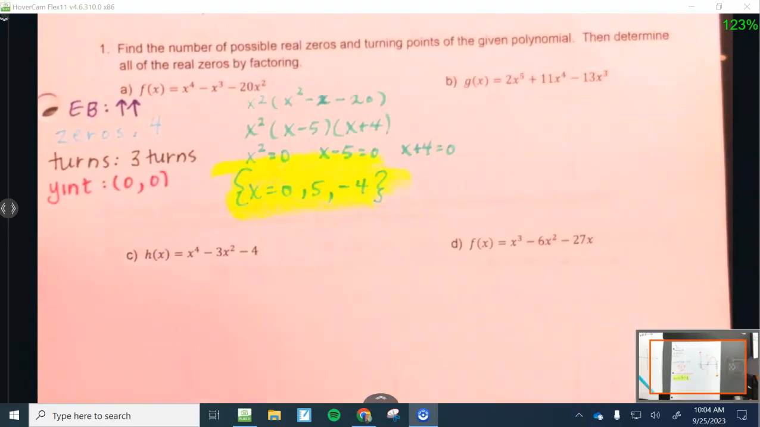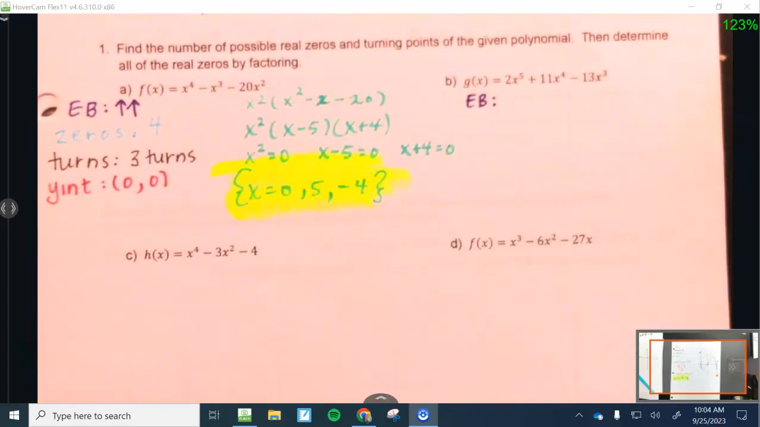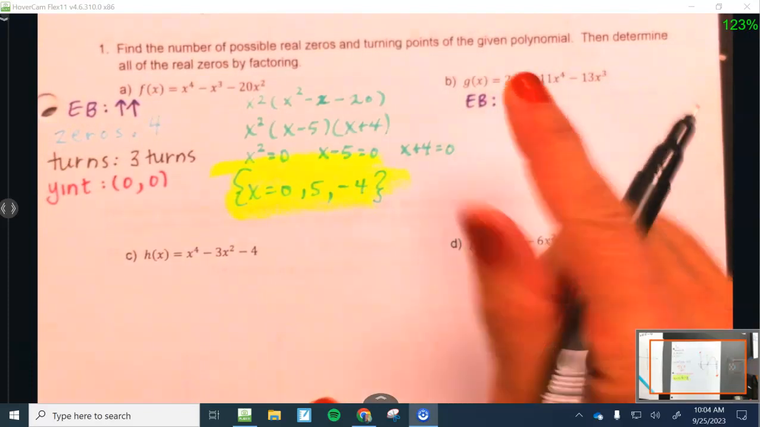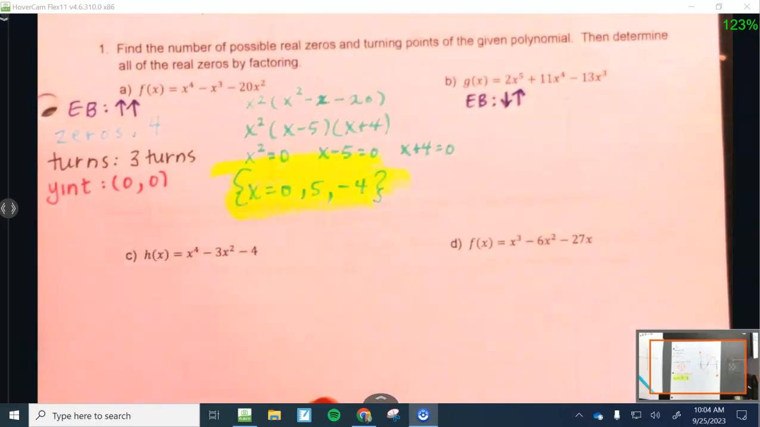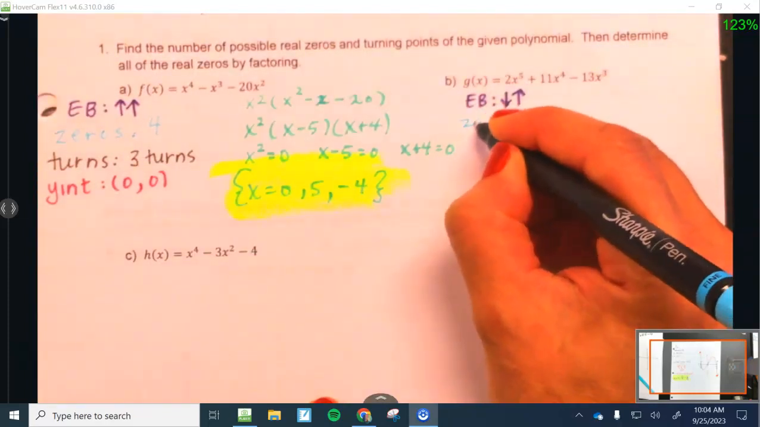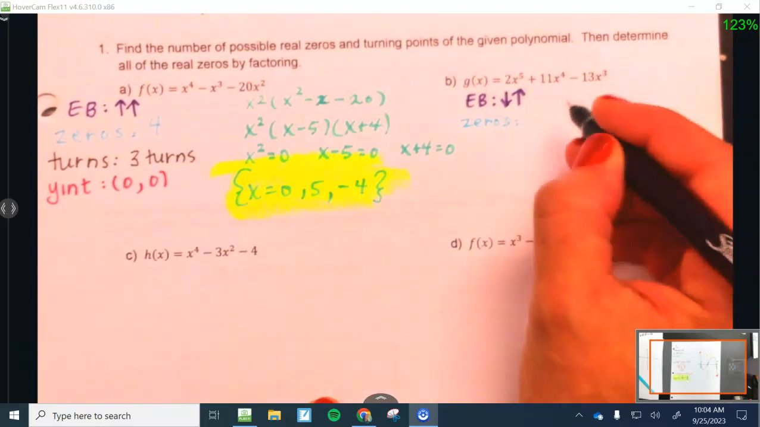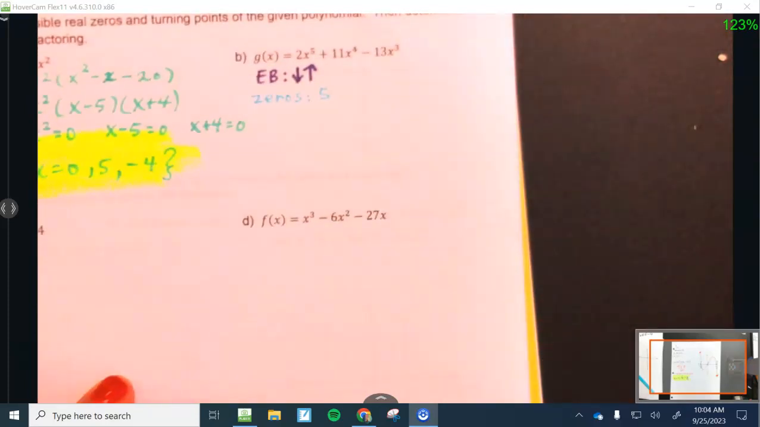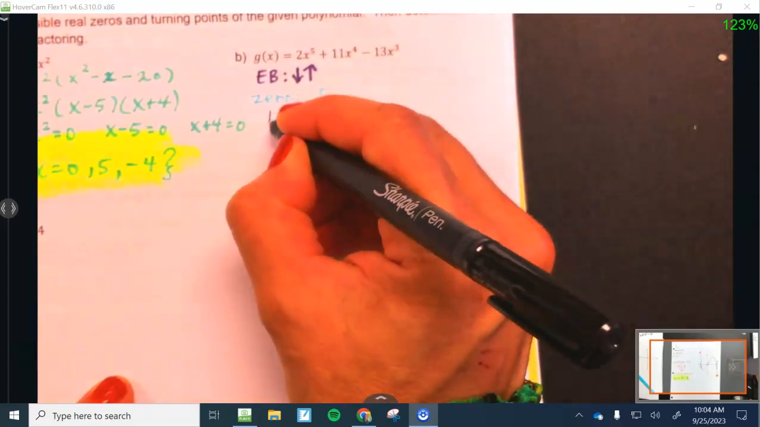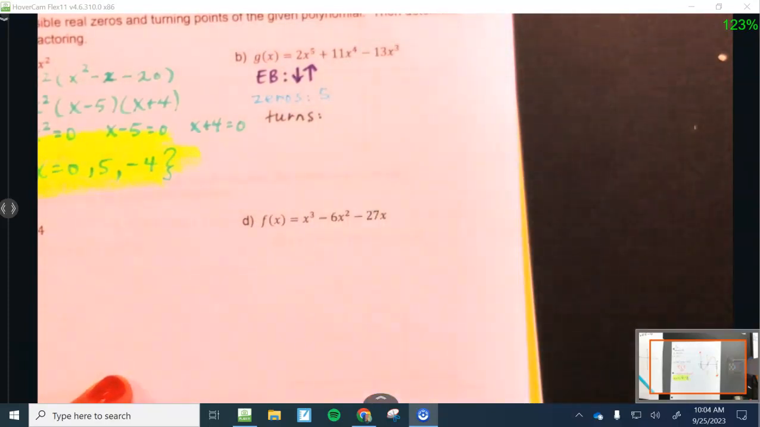Let's look at B. What's the end behavior? Down, up. How many zeros? What's the highest degree? Yeah, 5. That's right. Turns. This graph is going to have 4 turns. Yeah, it's just 1 minus.